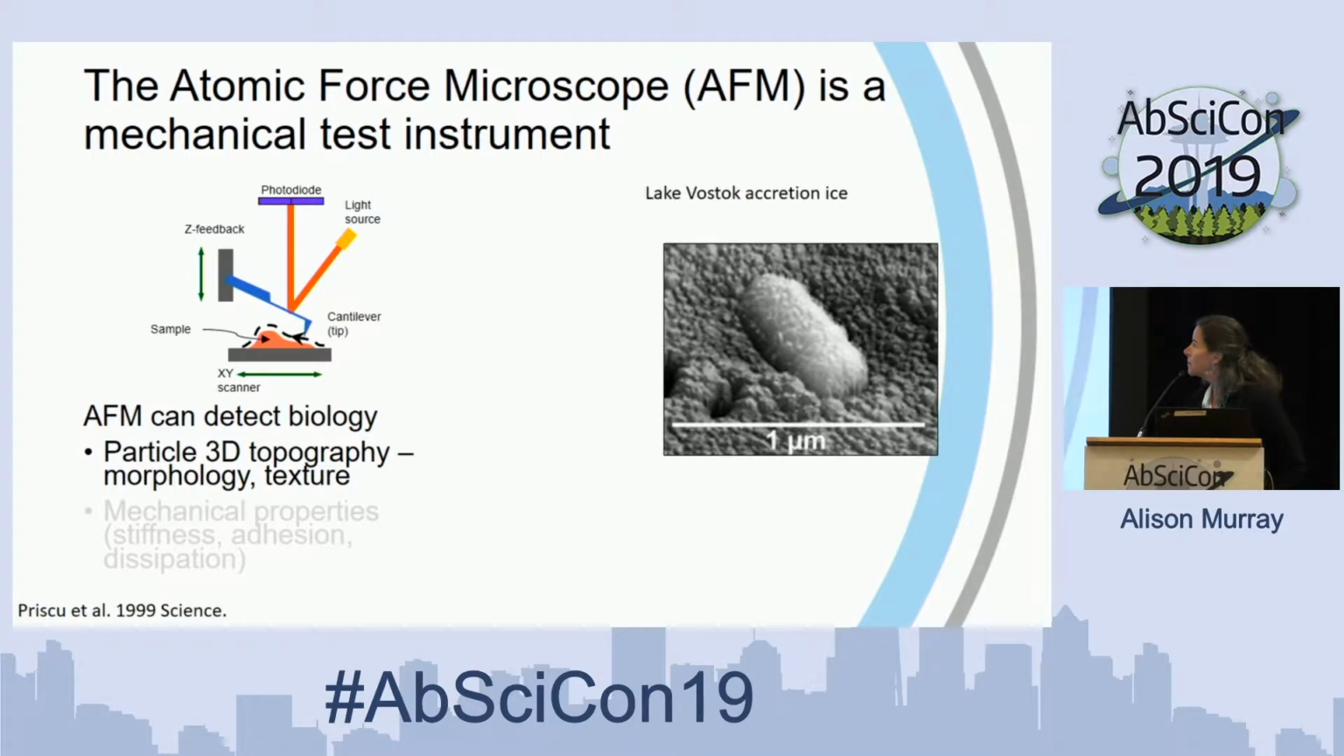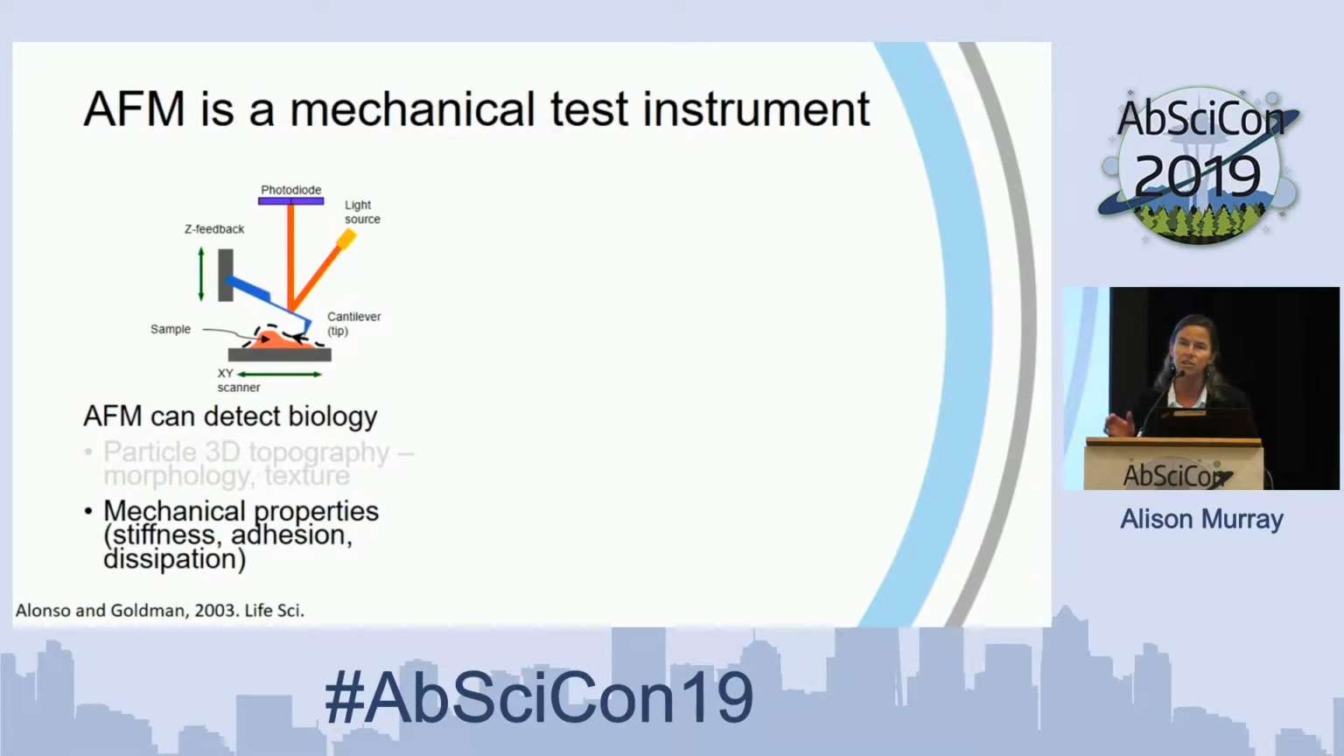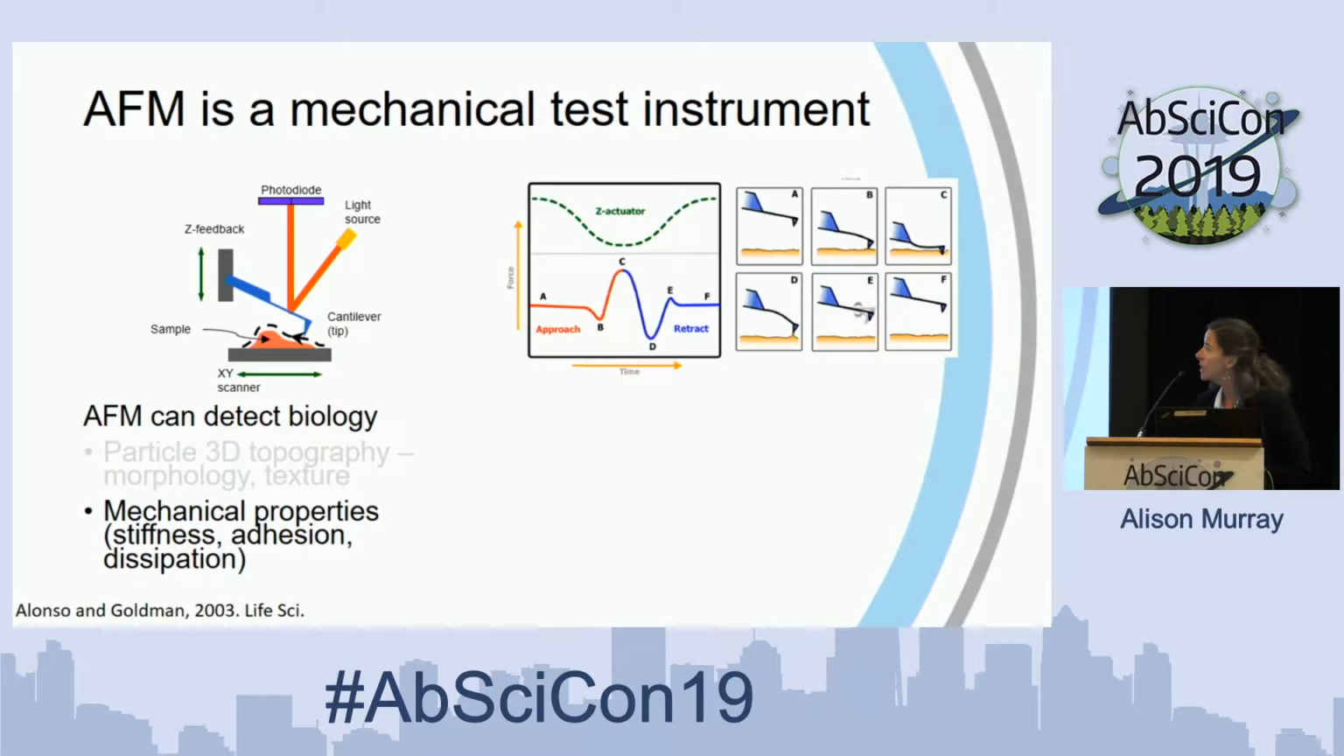Particulates such as this cell were imaged in a 1999 paper. This came from Lake Vostok accretion ice. You can get really high resolution images at the sort of subcell level, even looking at textures that are on the cell surface. But in addition to getting a 3D topographical map, you can also get nanomechanical properties, things such as the sample stiffness, the dissipation of energy when the cantilever interacts with the surface, and adhesive properties.